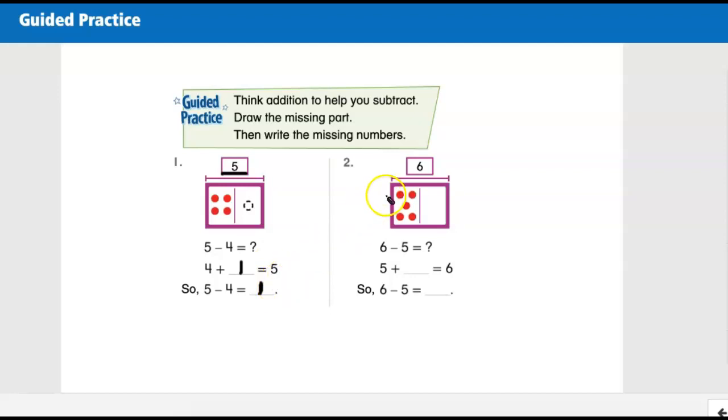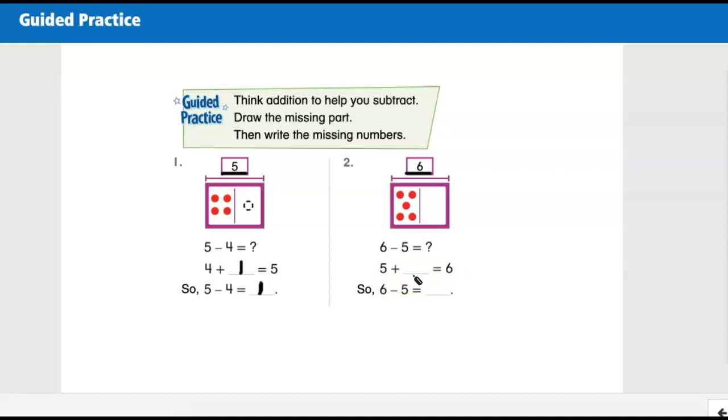Let's look at number 2. Number 2 tells me that my whole is 6, and I have 1, 2, 3, 4, 5 counters. So I am missing a part. Well, let's look at what our subtraction says. Our subtraction says 6 minus 5 equals, not sure. Well, let's use addition to see if we can figure it out. 5 plus what number equals 6?